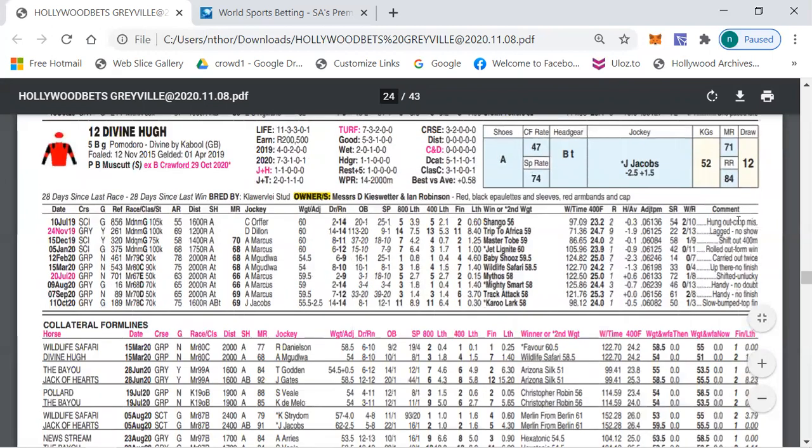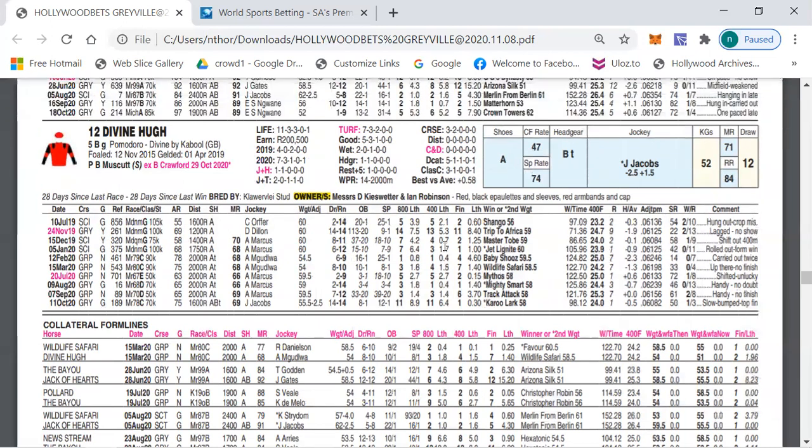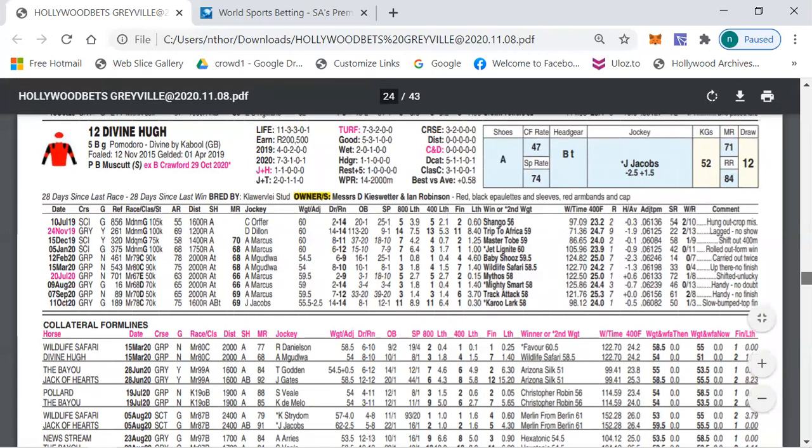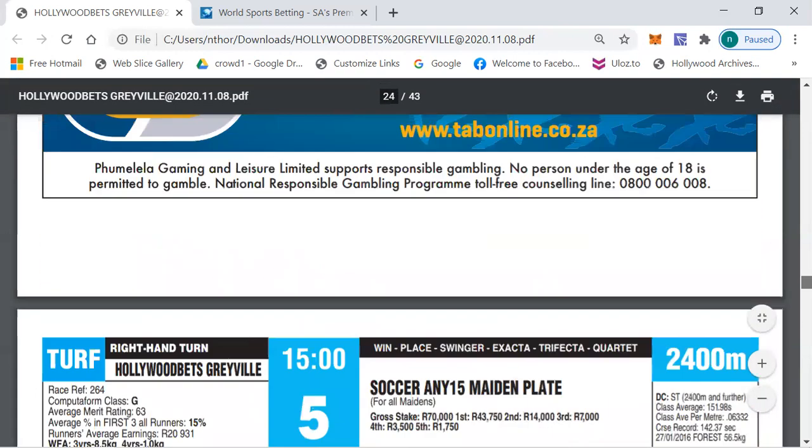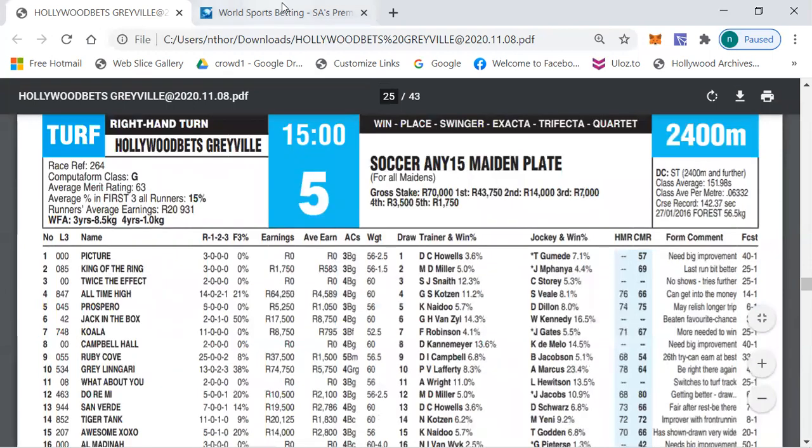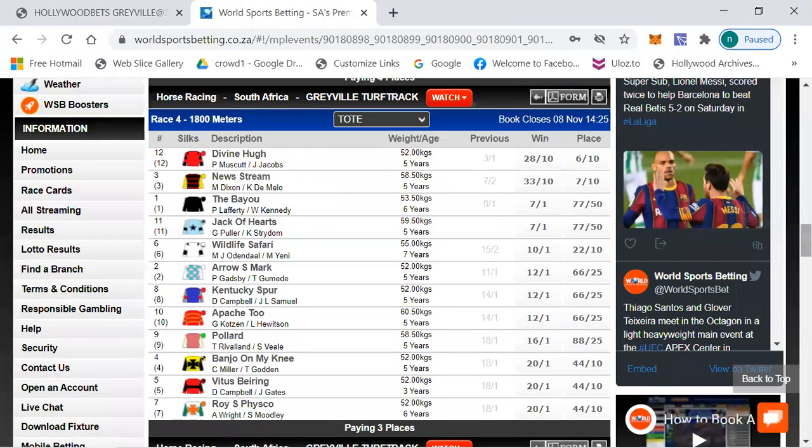Divine Youth is carrying a 52, -2.5 plus 1.5, so it's carrying 51. Has won some nice races, but in a little bit lower divisions, but he's improving. It can also be involved in the finish. I see he's now with the Peter Muskett stable, being before with Crawford. It looks to me like Peter Muskett just took over all the horses from Brett Crawford, having a few runners today. Let's move on to race number 5, which is a maiden plate over 2,400 meters.